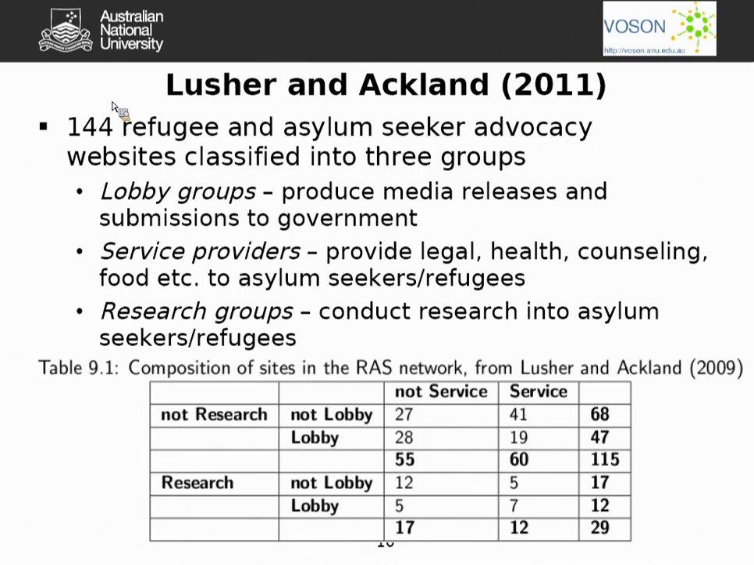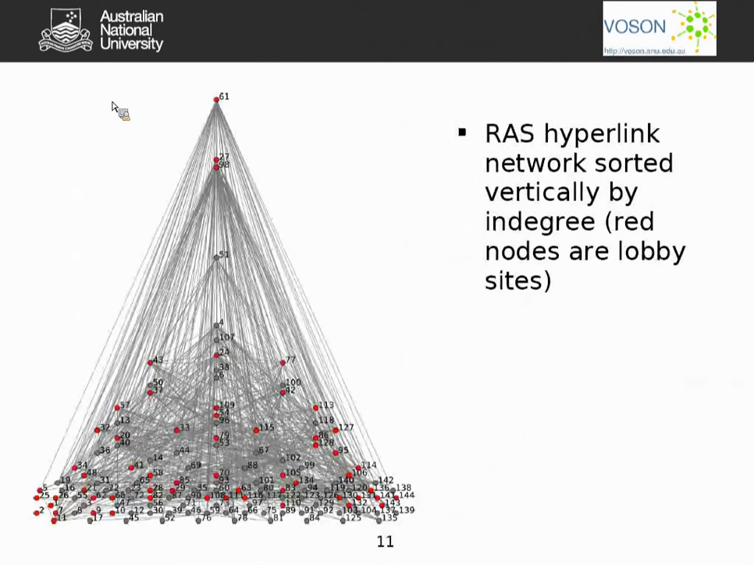And this is the hierarchy map for the hyperlink network of these 144 sites. We saw something like this this morning. The red nodes are lobby sites, and the top three nodes are lobby sites. These are sites that have a specific role to try and exert pressure on government to change policies. They allow people to submit online petitions, for example, to government. As I mentioned this morning, the nodes are arranged along the vertical axis according to in degree. So these ones don't have any inbound links, and these have a lot of inbound links.